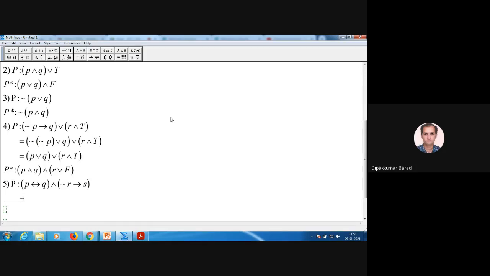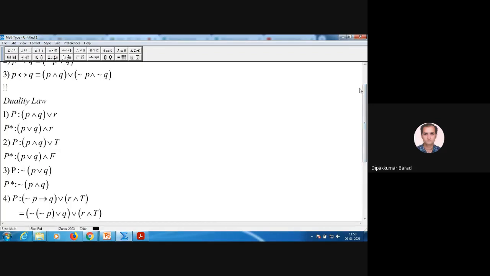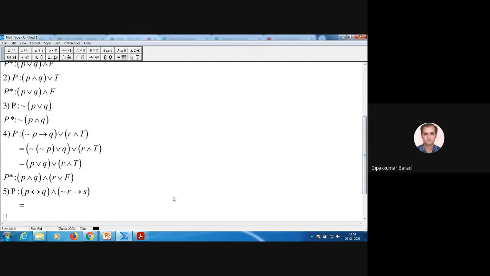Now, P if and only if Q is logically equivalent to P and Q or not P and not Q, which I have right here. So instead of P if and only if Q, I can write P and Q, or not P and not Q, which is logically equivalent to P if and only if Q.